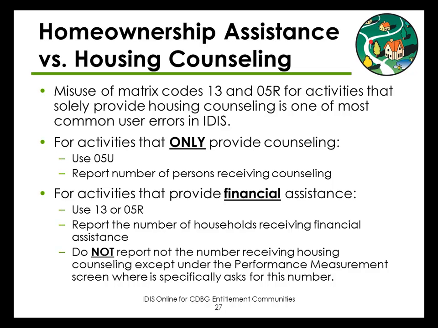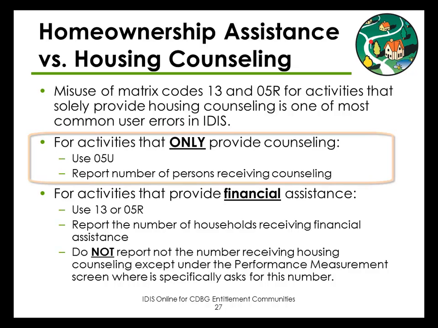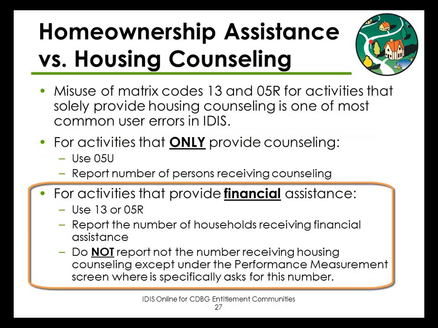One of the most common mistakes grantees make is using the wrong matrix code for housing counseling. For activities that only provide counseling, you'll want to use 05U, which is a public service matrix code. When using 05U, you'll report the number of persons receiving counseling. For activities that provide any sort of direct financial assistance, that's when you'll use 13 or 05R, and you'll report the number of households receiving financial assistance.